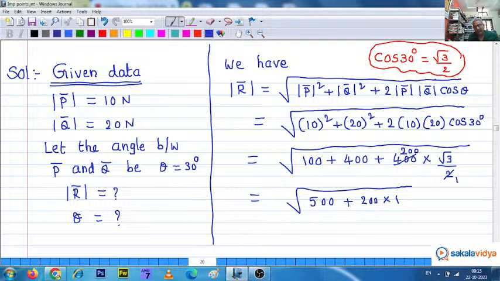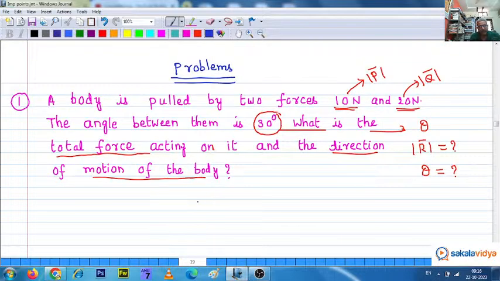The value of root 3 is approximately 1.732. Now you need to multiply 200 with 1.732. How to multiply? My dear students, remember, 1.732 multiplied with 200. Multiply with 2 first: 2 times 2 is 4, 2 times 3 is 6, 2 times 7 is 14.